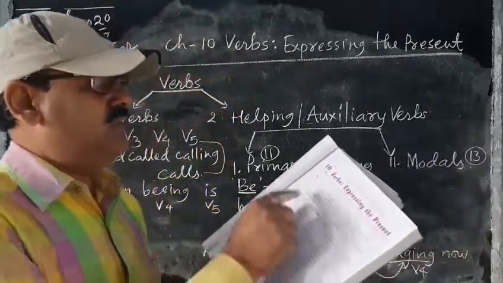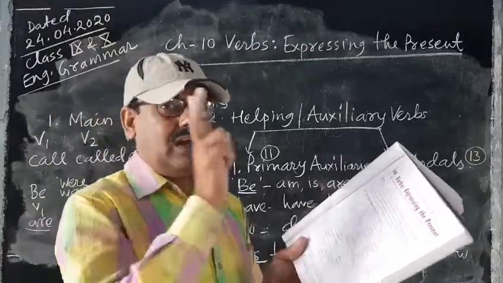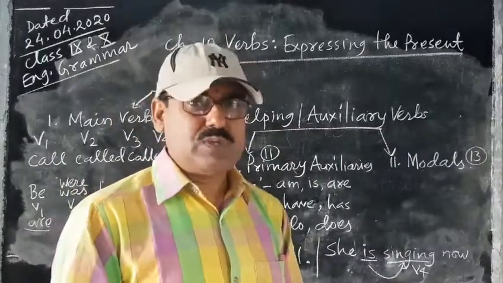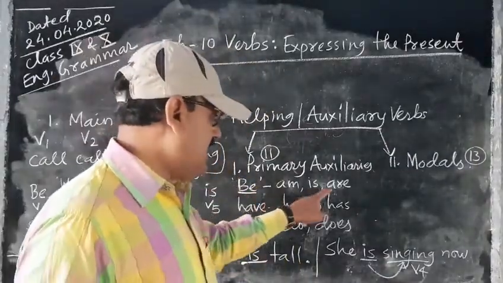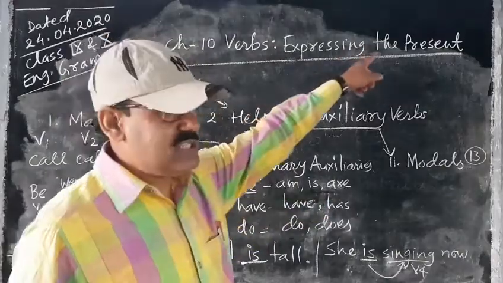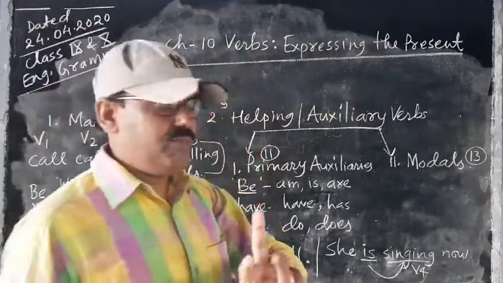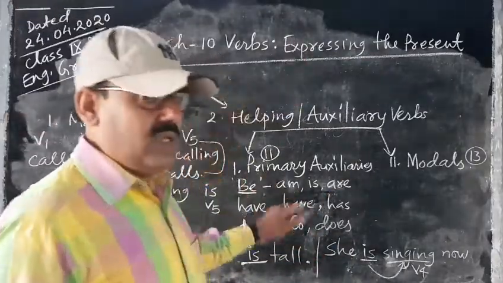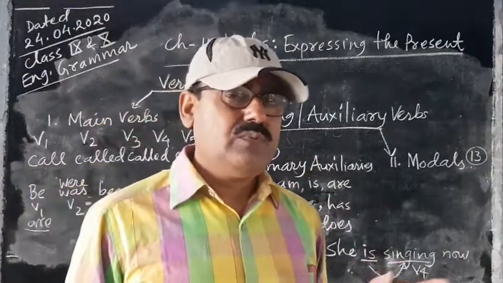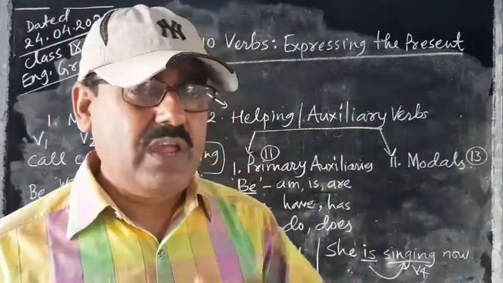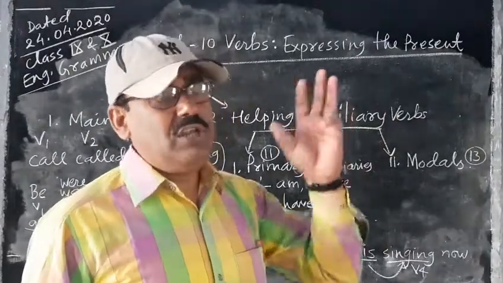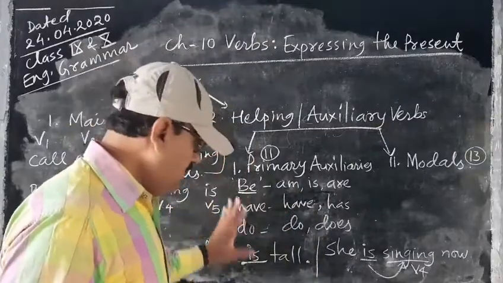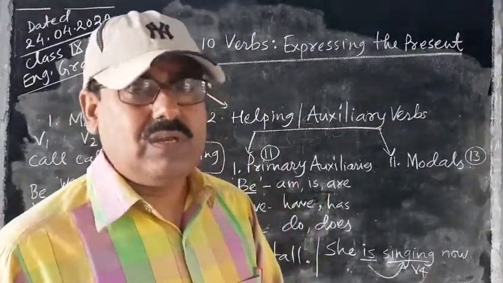These are the uses of the verb to be. I am again telling you that the verb to be has 5 forms: 3 forms are used in the present tense, and 2 forms, was and were, are used in the past tense. And these can be used as a helping verb and a main verb also. I have made it clear, and perhaps you have understood.